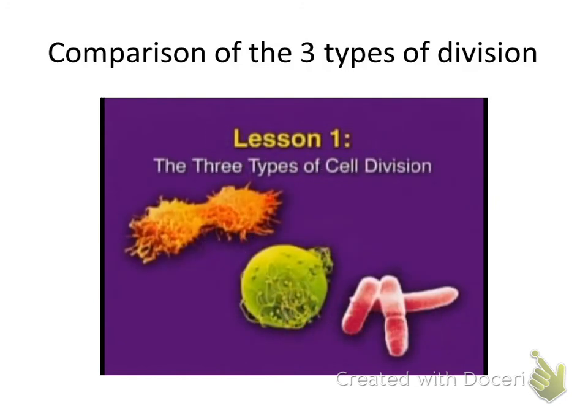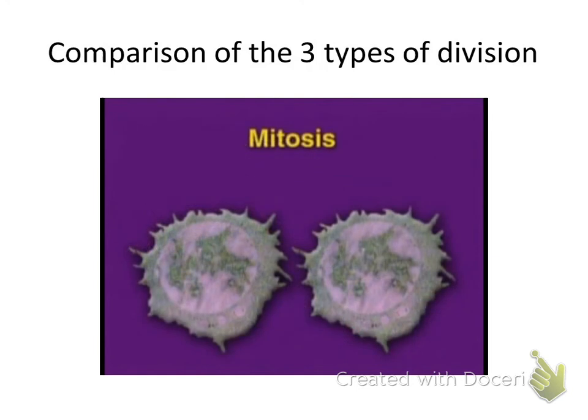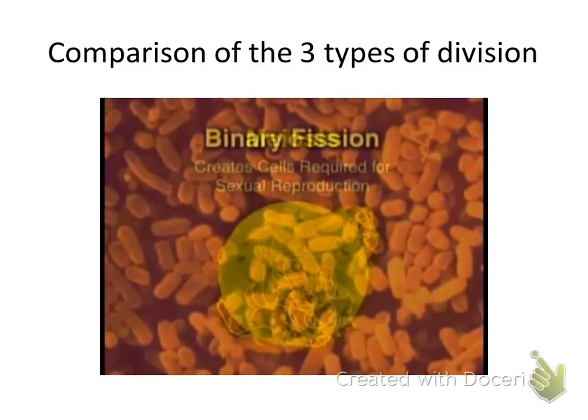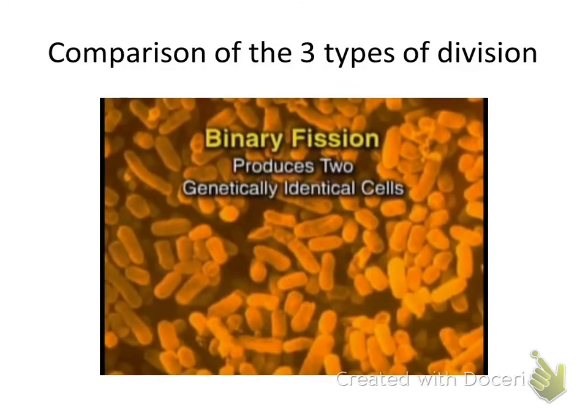Let's briefly compare the three forms of cell division. Mitosis results in two identical cells that have exactly the same genetic information. Meiosis creates special cells called gametes that enable sexual reproduction. These cells contain half the genetic information of the original parent cell. Binary fission, like mitosis, also produces two genetically identical cells.